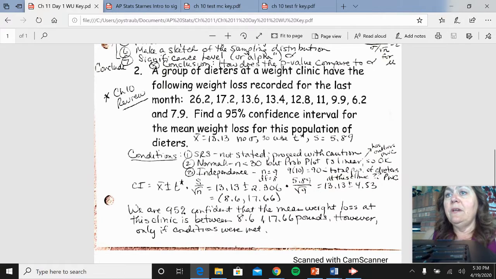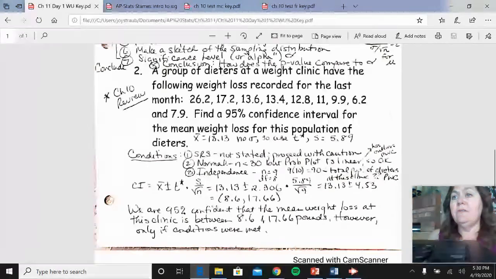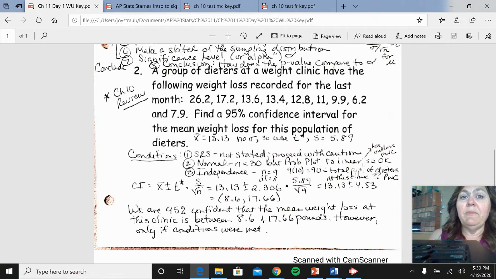Okay, just real quick, check your CI that you should have gotten for number 2. This was a t-star situation because I don't know the standard deviation of the population. And so we went to the 1-Var Stats and got our s and our x-bar.